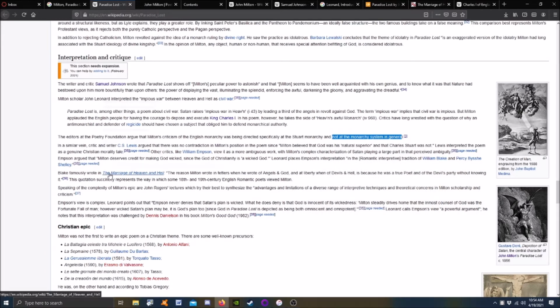Blake famously wrote in The Marriage of Heaven and Hell that the reason Milton wrote in fetters when he wrote of angels and God, and at liberty when of devils and hell, is because he was a true poet and of the devil's party without knowing it. So now we've already got a huge number of potential places to look next.